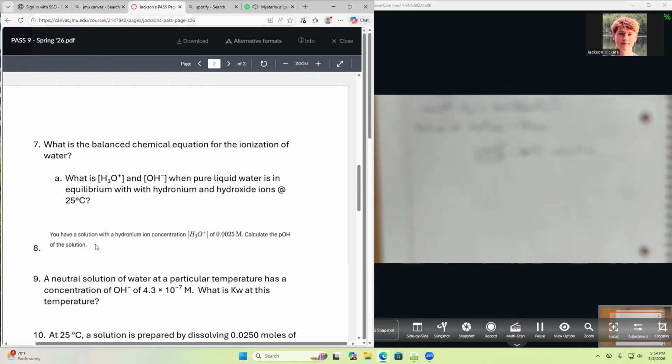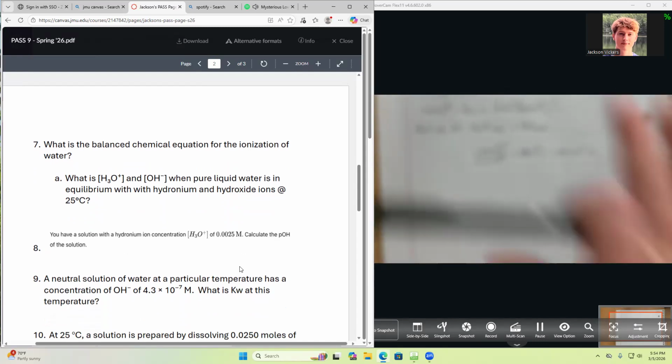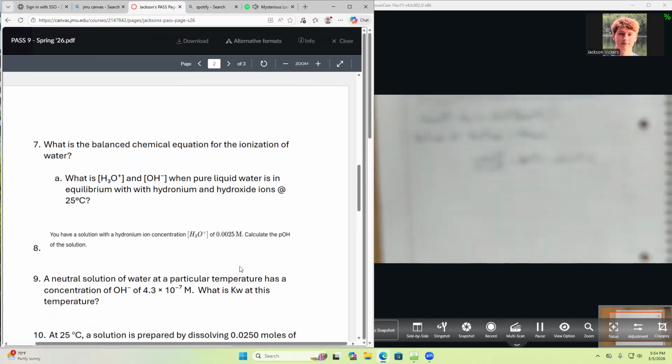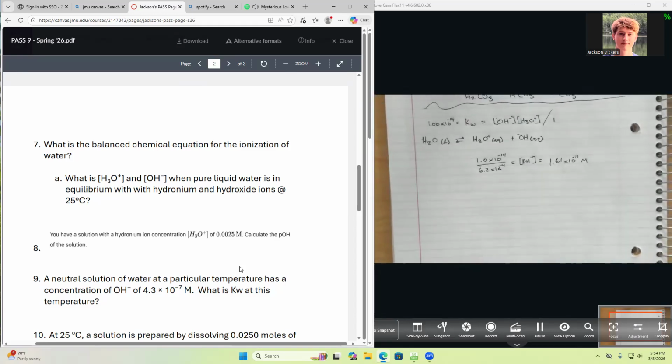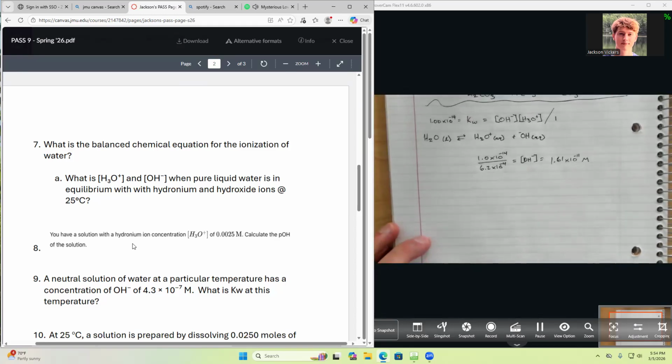Okay, gotcha. Yeah, so you have a solution with hydronium ion concentration of 0.0025 molarity. I'm asking you to calculate the pOH. So this one we do need to do a couple steps. Hopefully this will focus. So spend a few minutes working on this one. Can you guys see that okay? I know it's written in a weird font.